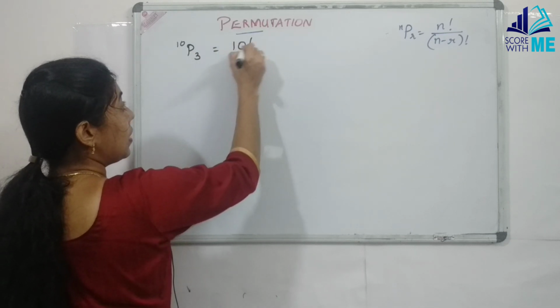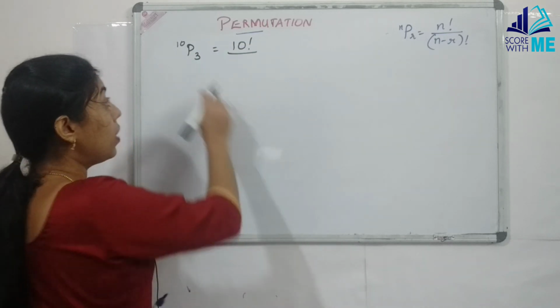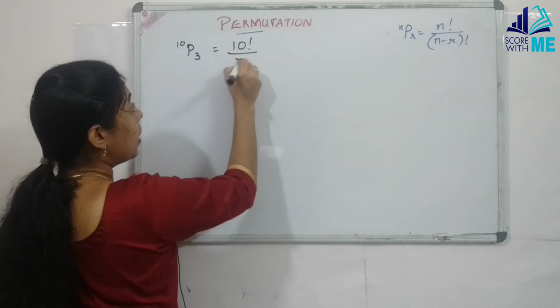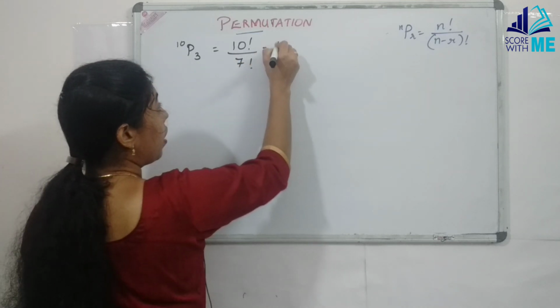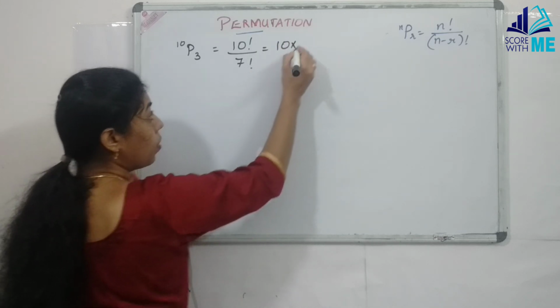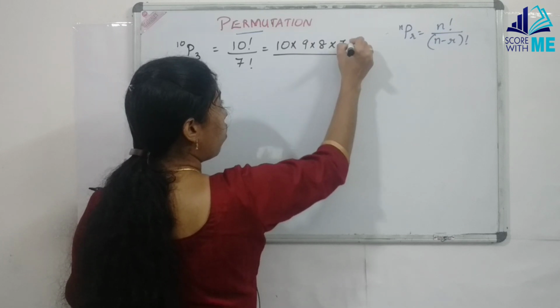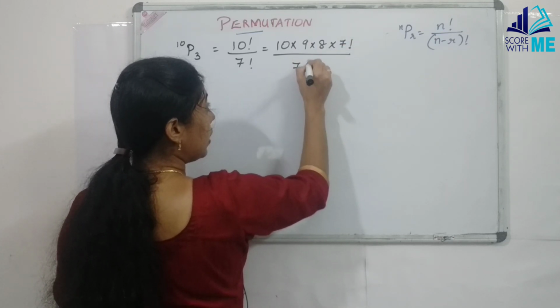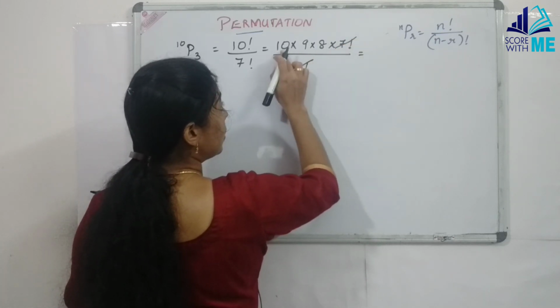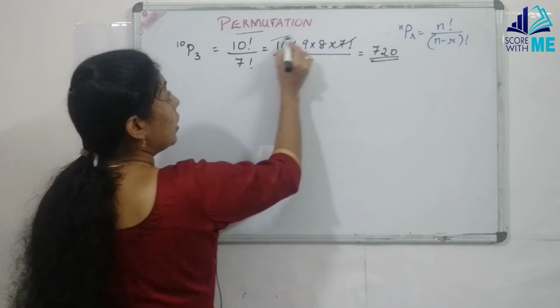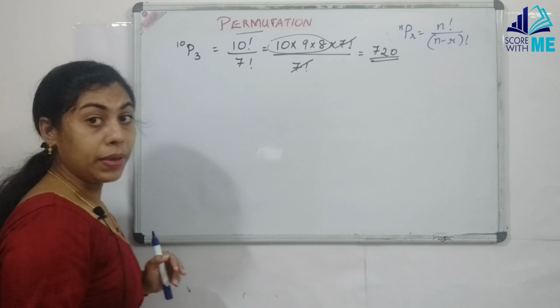So our formula says n factorial, that is 10 factorial, over n minus r. N is 10 here, r is 3 here. So that is 10 minus 3, 7 factorial, and on simplification we have 7 factorial in the denominator. So we go on decreasing this till we reach 7 factorial, so that these two get cancelled, and so our answer is 9 8s are 72, 720. So here 10 into 9 into 8 is being done.